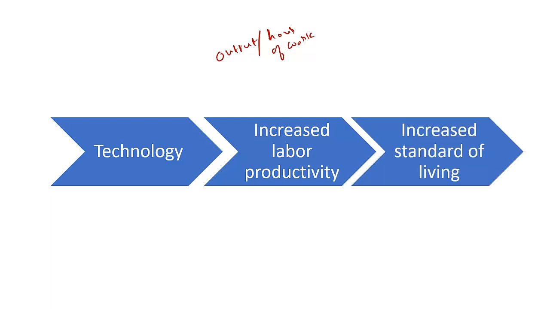And finally, it shows up in an increased standard of living. The idea is very simple. If you produce more, you get to eat more. And we can produce more if we use the right kind of technology.